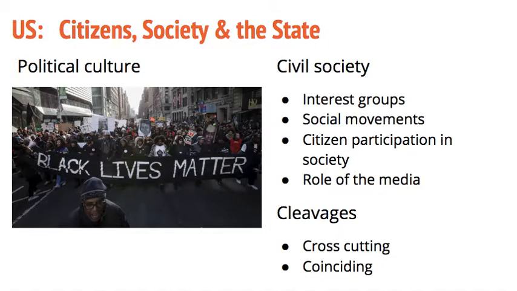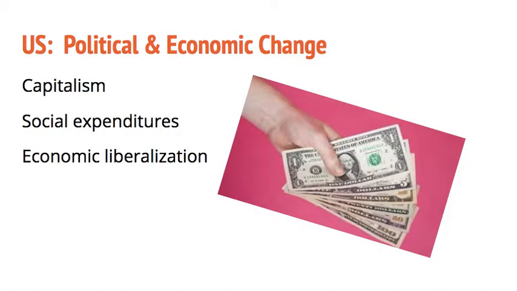The kinds of things that political scientists are more concerned about are coinciding, or sometimes called reinforcing, cleavages. These are divisions that divide society in a way that makes it hard to get unity. So, for example, the treatment of African Americans in the United States is a coinciding cleavage. The role of race in the United States is a coinciding cleavage. And so the Black Lives Matter movement would be a manifestation of this cleavage.